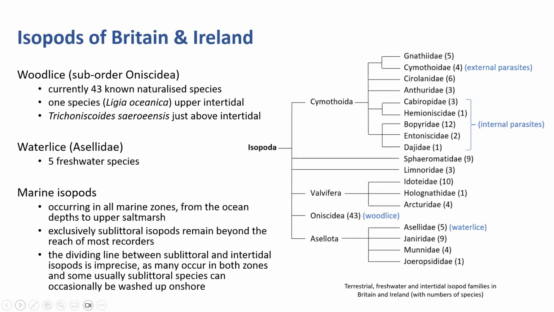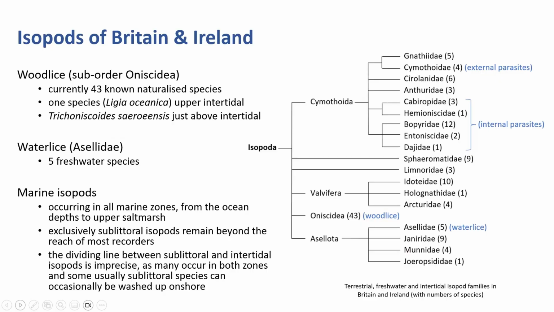For our woodlice, we've got 43 known naturalised species found in Britain and Ireland. We don't get all of them here. There are also other species associated with garden centres and greenhouses, and there's not time to talk about those. But of the woodlice, maybe the one that you'll find intertidal most often is Ligia, the sea slater, which is essentially, for all intents and purposes, a marine or intertidal species. The woodlouse Trichoniscoides celticus is also found just above the intertidal zone, essentially in the spray or mist zone. We've got 5 species of water lice in Britain and Ireland, 2 of which occur in our area, one of which was discovered last year.